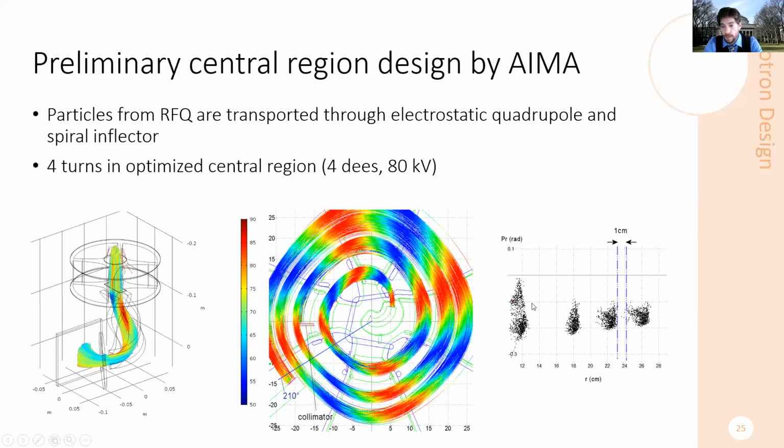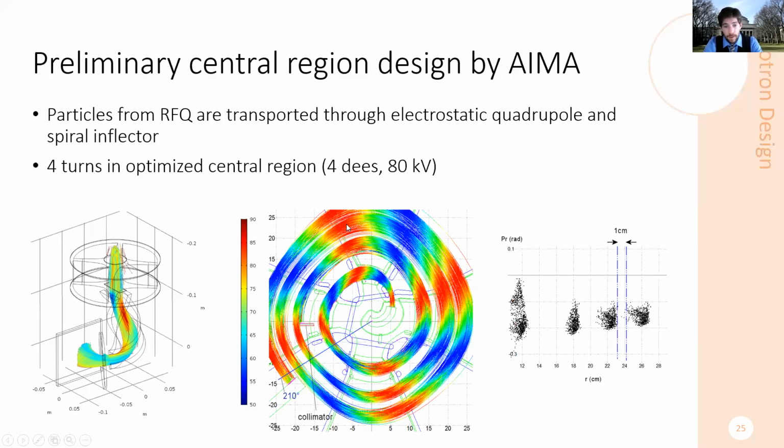Here you can see a probe that is inserted radially into the simulation, where this blue line is at 210 degrees. And then you can see particles crossing this probe being registered, and we plot it as R and Z. And you can see that we can get about a 1 centimeter turn separation, edge to edge, between the 4th and the 5th turn, which is what we asked IMA to design this for.